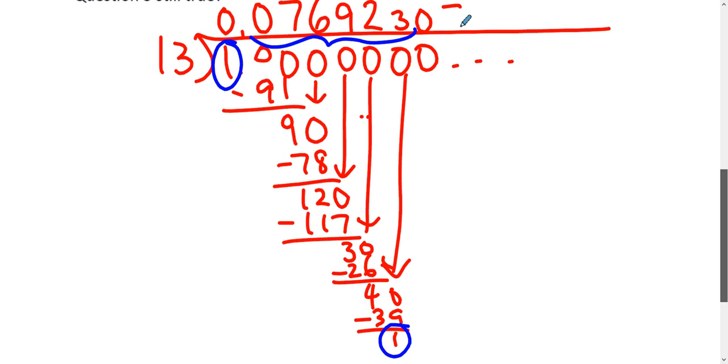It's 076923, 076923, on and on and on, over and over and over again. Because every 6 remainders, that one's going to pop up again.